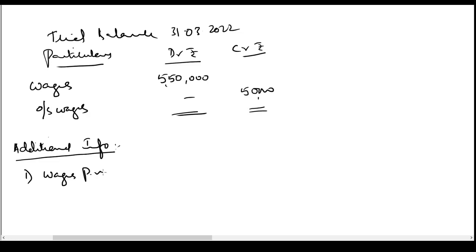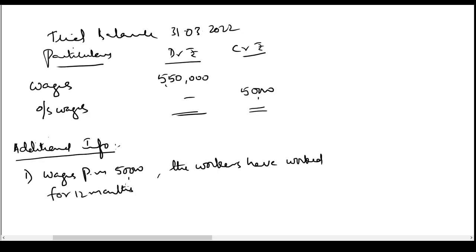Additional info. Wages per month is 50,000. The workers have worked for 12 months during the accounting year. Now you are given this problem. How do you deal with this?